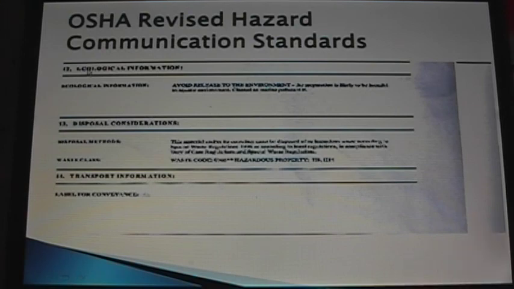Ecological information. We don't need to go into that. OSHA doesn't require that. The same with the disposal considerations. Well, one thing they do say about the aquatic stuff is that it could be harmful to an aquatic environment. And for disposal considerations, you know, the local rules would determine that.